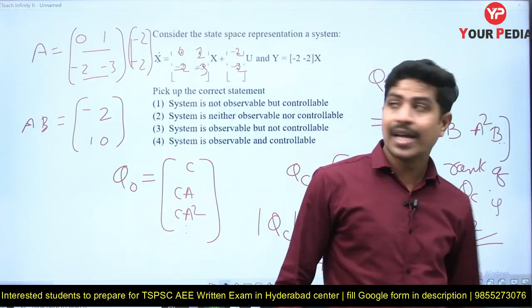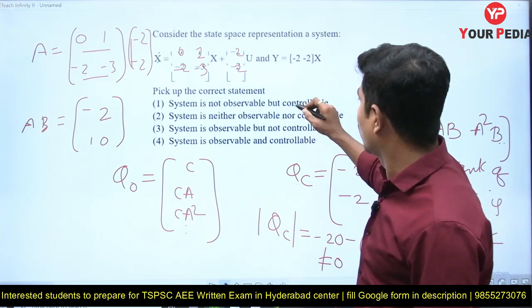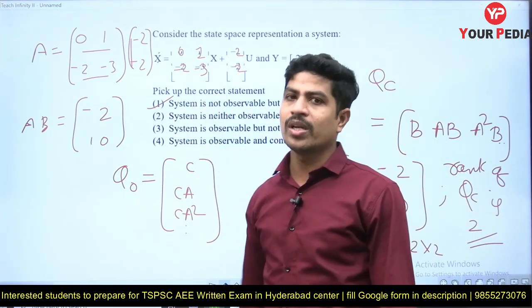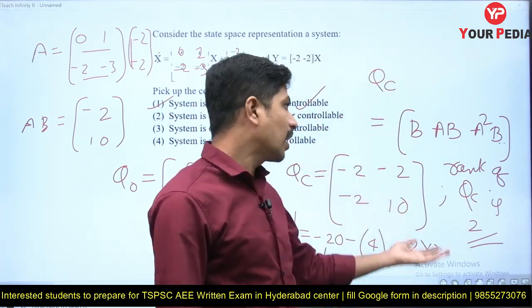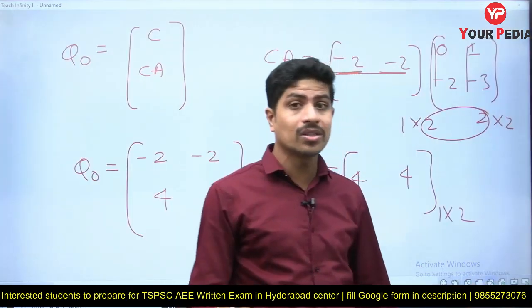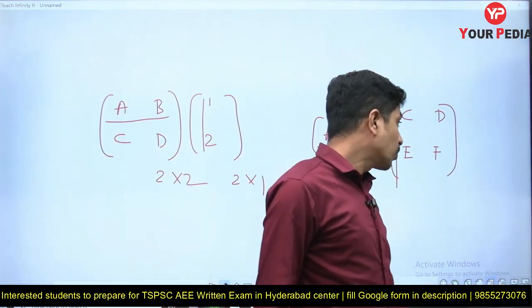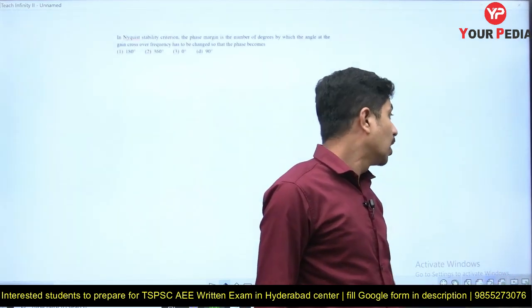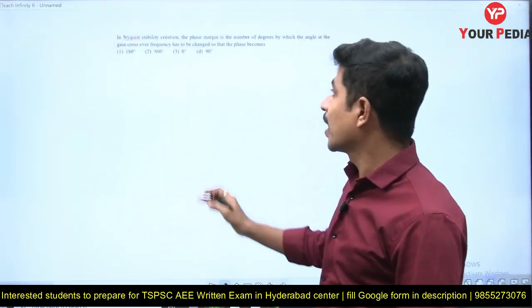So the answer is yes, sir. The system is controllable but unobservable. Option one is correct. Very simple, but you must be careful while doing these calculations in the examination. Why? Because in the hurry, you can commit a mistake. Okay?